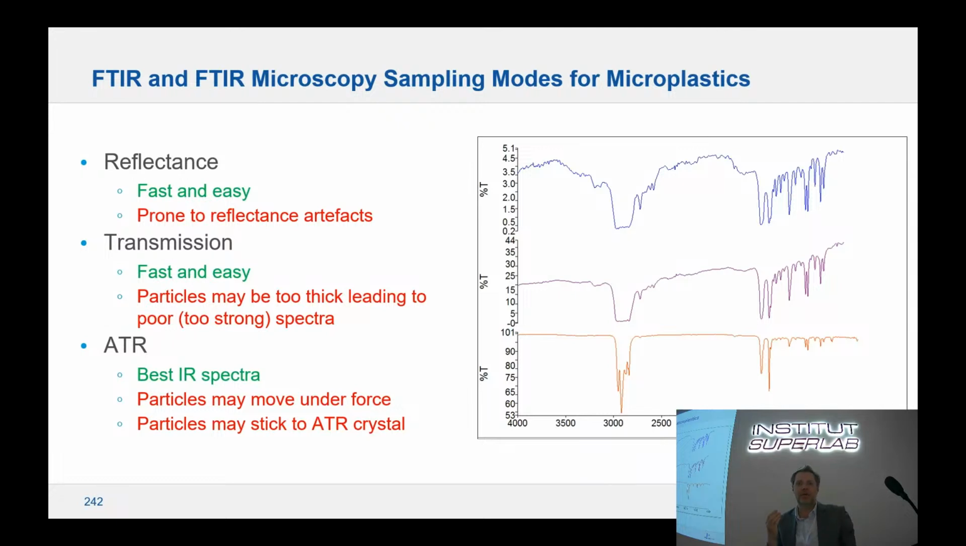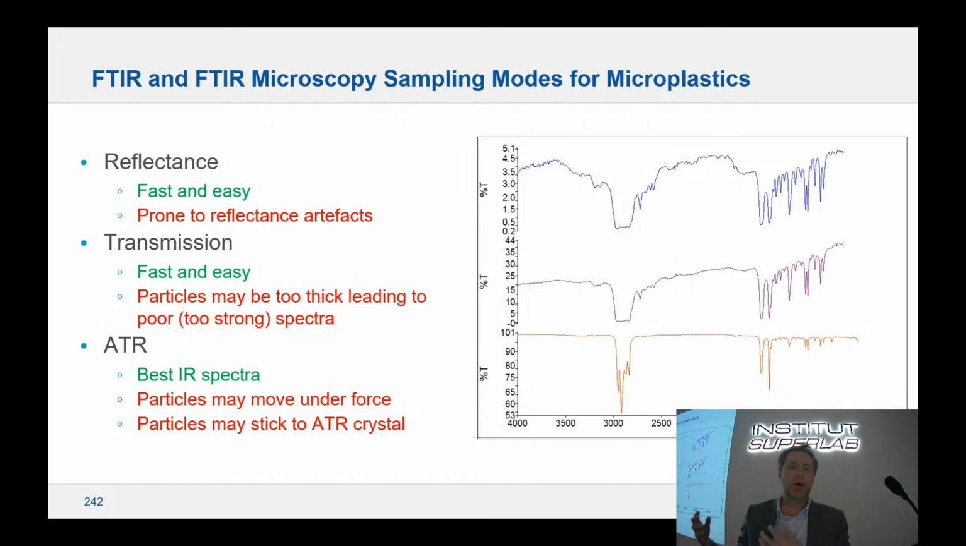So with ATR, you get the best signal. You can see here, in the bottom right, you get a very good signal from the sample. The problem you've got is that when you physically move the crystal down and make contact with the sample, you can actually move it and change your sample. It's not a big risk, but it is something that can happen.